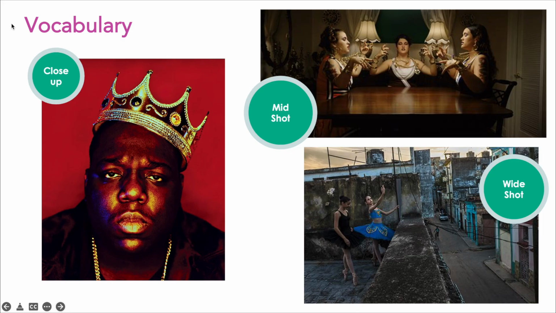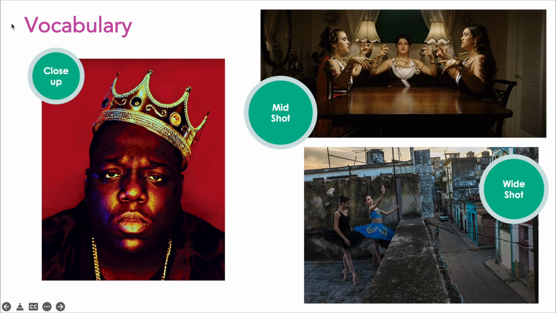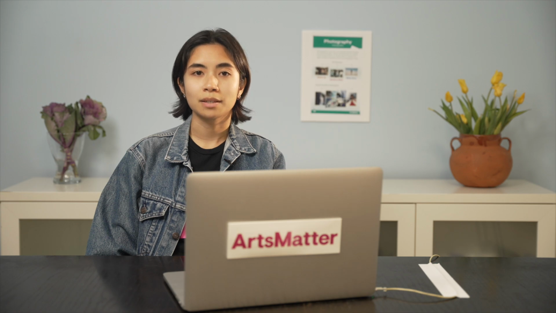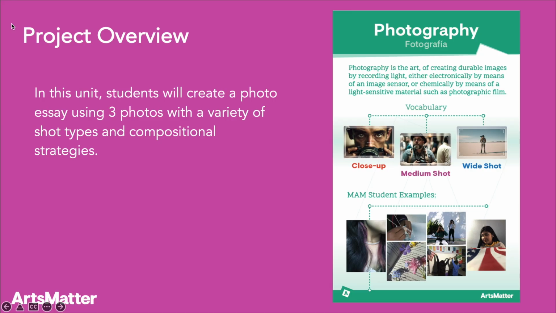Photographers use a variety of shot types to create an interesting photo essay. For example, close-ups are great for capturing expressions and details. Mid-shots include about 50% subject and 50% background. Meanwhile, wide shots include mostly background, and the subject takes up less space in the frame. This really gives us a sense of time and place. To review, the photography project should include a close-up, mid-shot, wide shot, and a variety of compositional strategies.